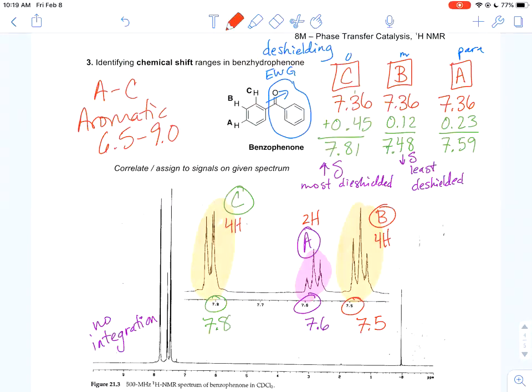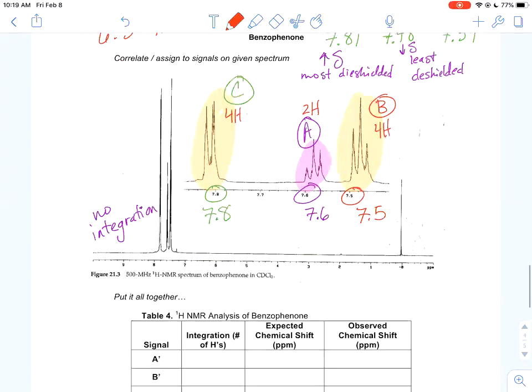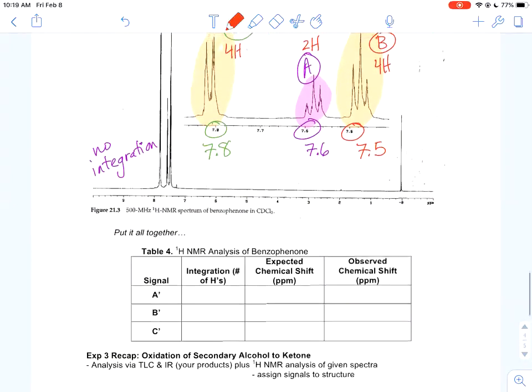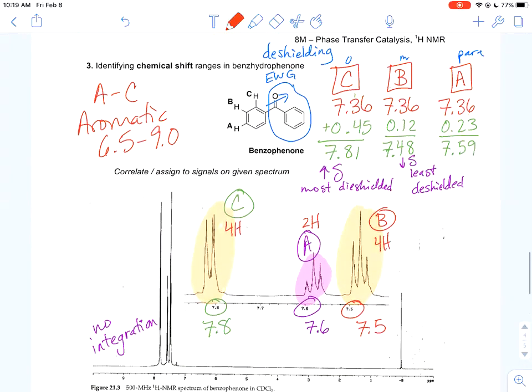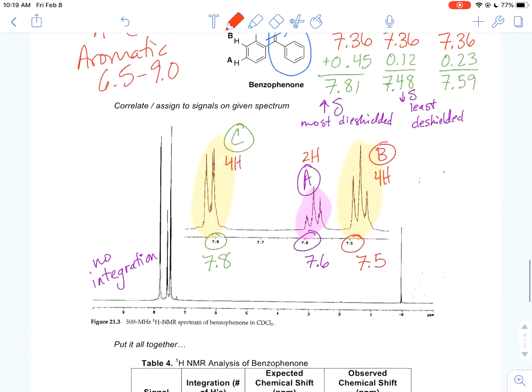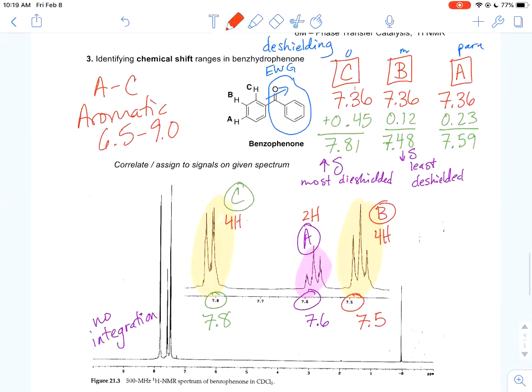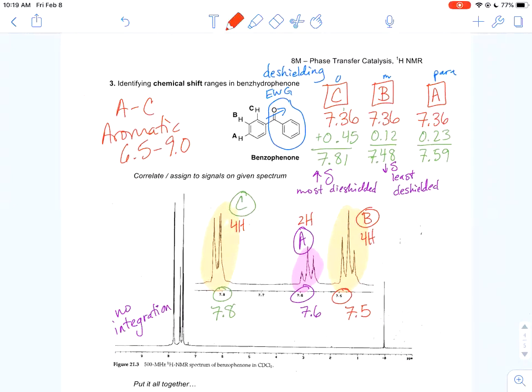You're welcome to go through, or actually you're required for your report to go through and fill in all of that information into this table down here where you add in the integration, the number of hydrogens, the expected chemical shift, which is what we did up there at the top, and then the observed chemical shifts are just right here along the x-axis. Okay, so that's what you need to know for your report.